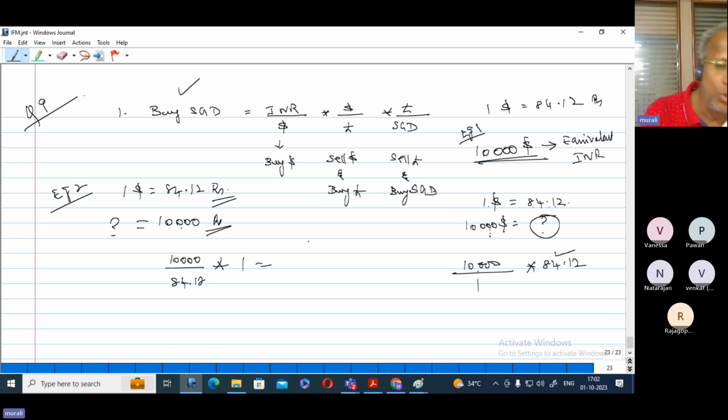So it comes to $119. Natarajan, are you clear about whether it is to be divided or to be multiplied? Yes, sir. Divided. Understood or what? Yes, sir. Understood.